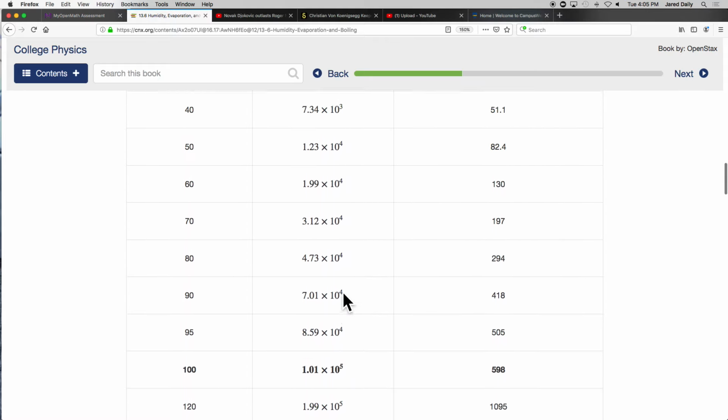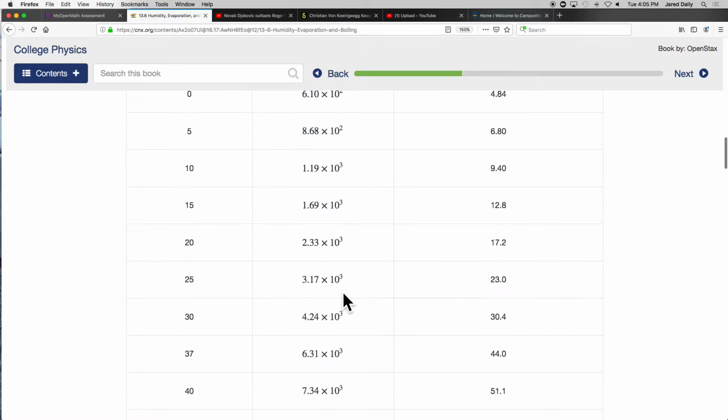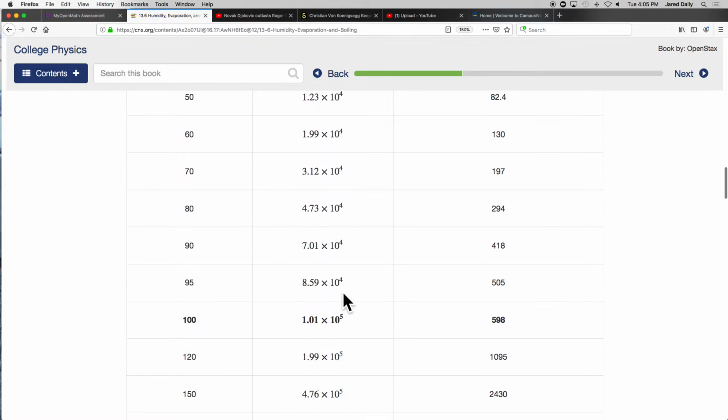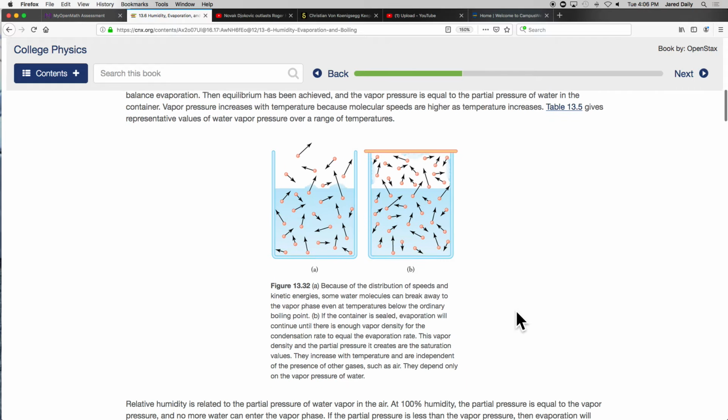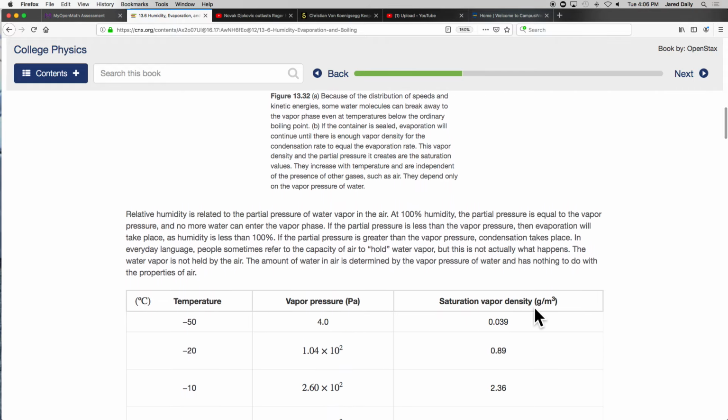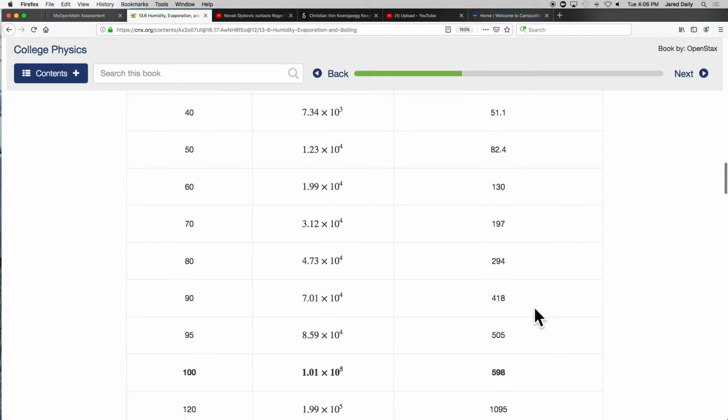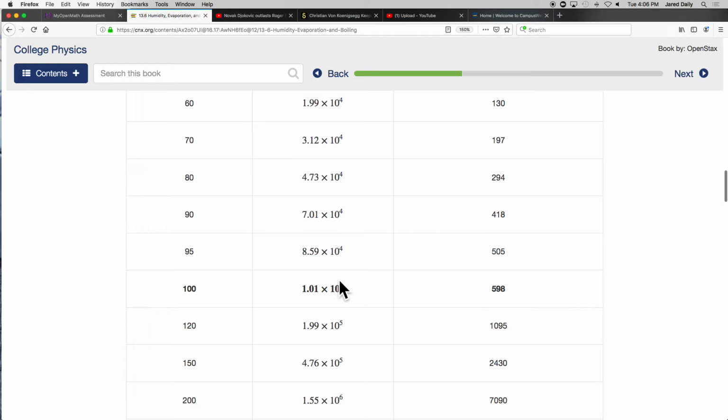And you have this long table. So all the way up to, if you have a temperature of 100 degrees, and this is normal pressure outside, then you have this right here, 598, is the saturation vapor density. That's how much water the air can hold, right? And if you start approaching that amount, that's the maximum amount of water the air can hold.